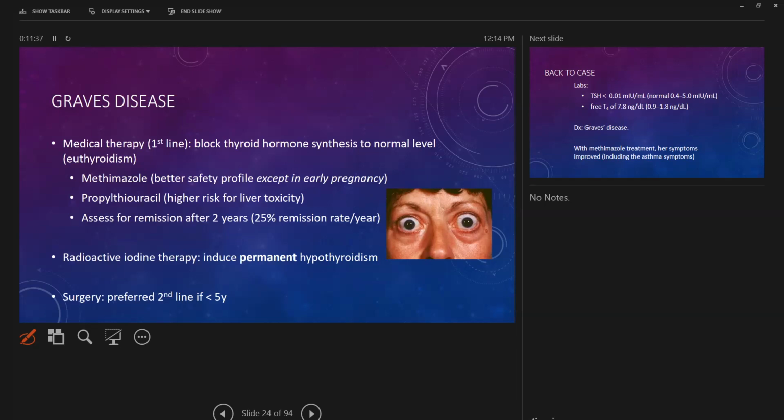We'll assess for remission after 2 years. There's a 25% remission rate. And if this is just one of those cases, it's not going to get better with medications, and we need to just really get aggressive, then you can do radioactive iodine therapy, which can induce permanent hypothyroidism. So that would be a conversation with your doctor to figure that out. And then surgery is also an option, which is a preferred second line if you're less than 5 years old.